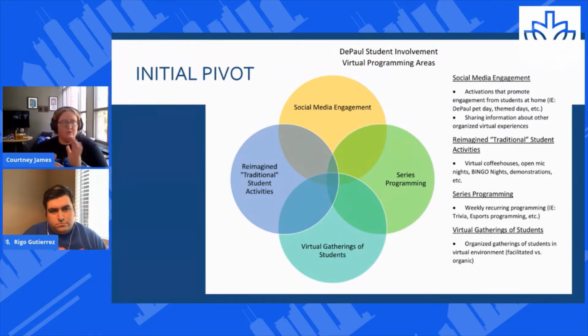So like I said, I think we came up with this idea in like week 1 or week 2 of working from home, Rigo, if I'm right. And it's been interesting because it really was a guiding principle, I think, that helped us determine how we were going to head forward into our virtual programming experiences.